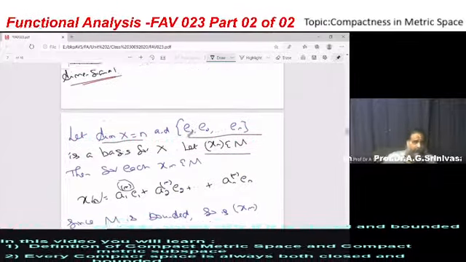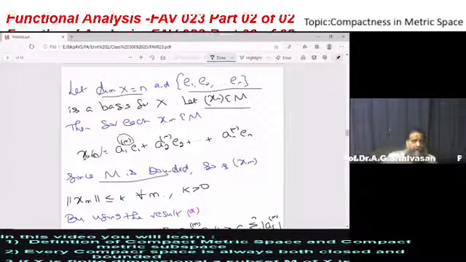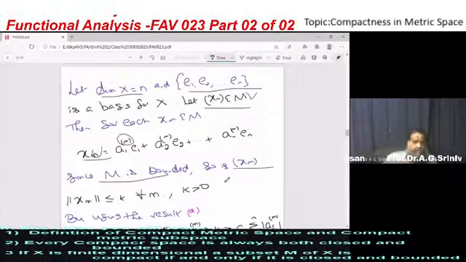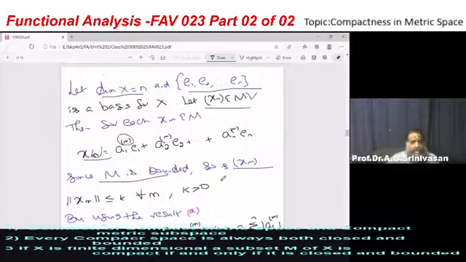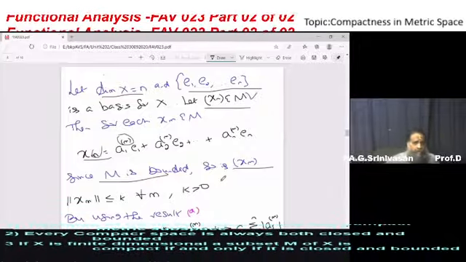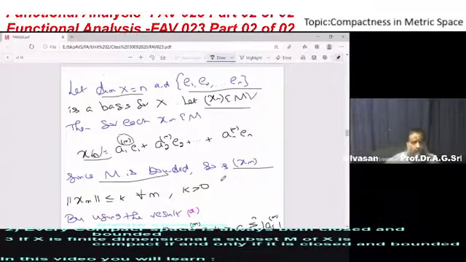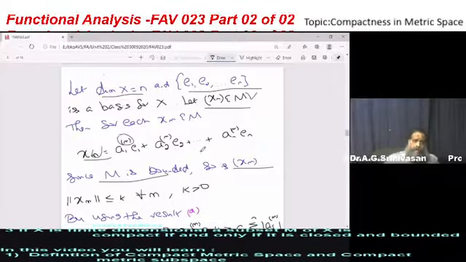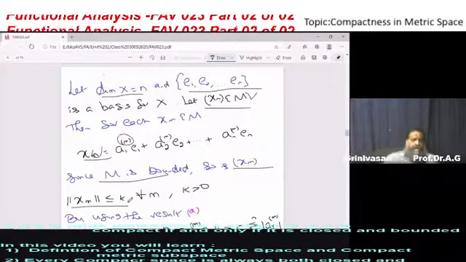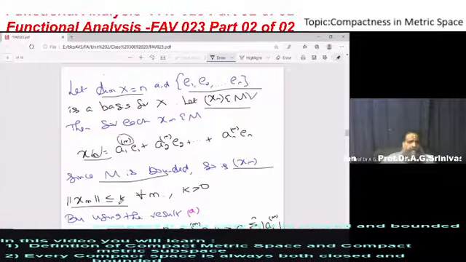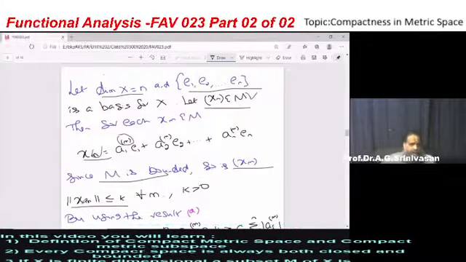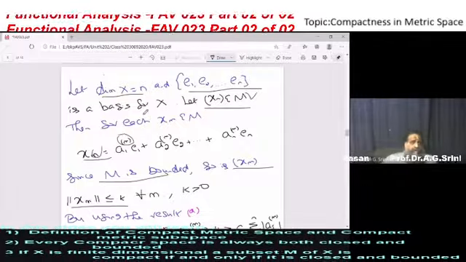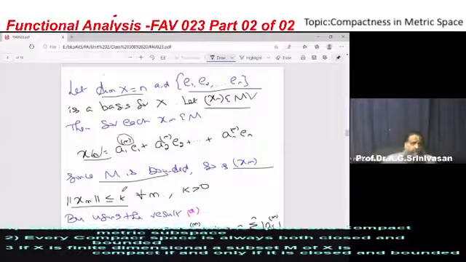So because of that, since M is bounded, Xm also belongs to M, and M is bounded. Therefore, this Xm is also bounded, because we know if a sequence is bounded, every subsequence will also be bounded. What does bounded mean? The norm of Xm is less than or equal to K for some positive K, and this K does not depend on m. For every m, the norm of Xm is less than or equal to K. So M is bounded.